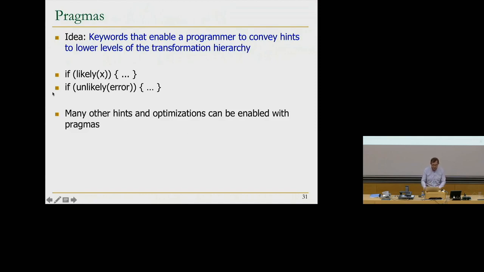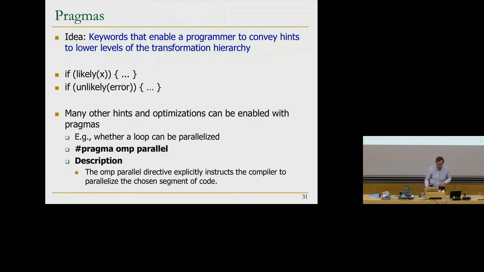I'll give you one other example, not related to branch prediction, but whether a loop can be parallelized, for example. In the OpenMP parallel programming model, you can have a pragma before a loop. You can say, I think this loop can be parallelized. So this is a description directly from the OpenMP documentation. Basically, this directive explicitly instructs the compiler to parallelize a chosen segment of code. This is another example of a pragma. The programmer thinks that this can be parallelized.